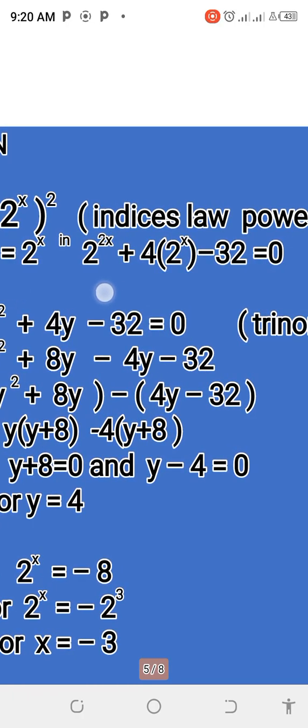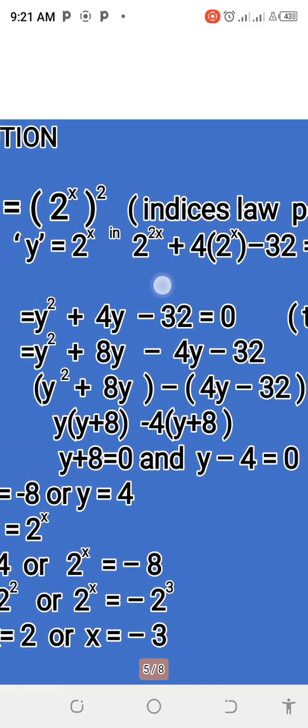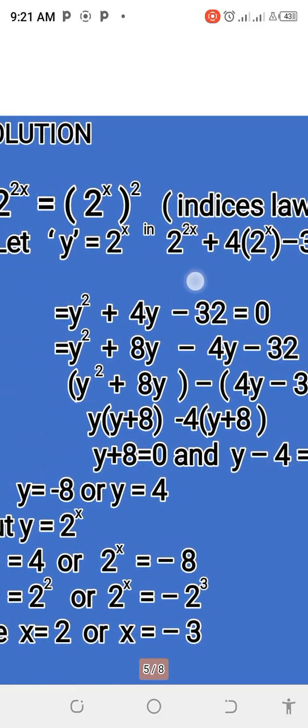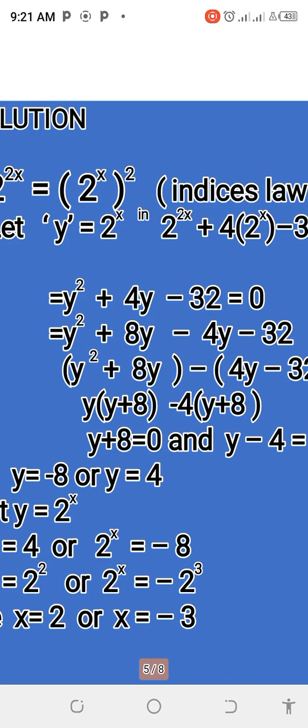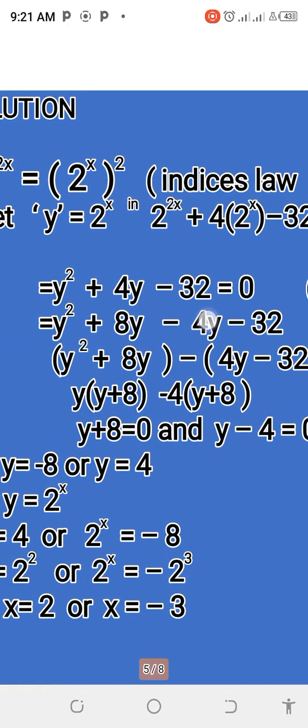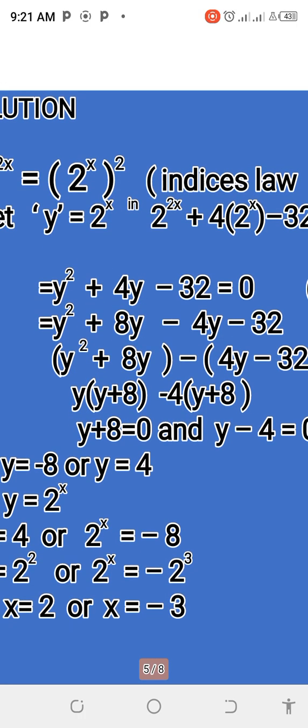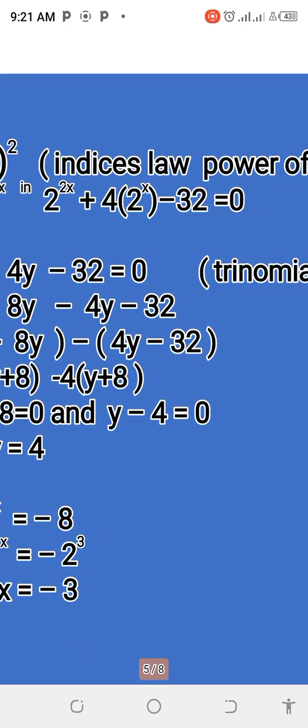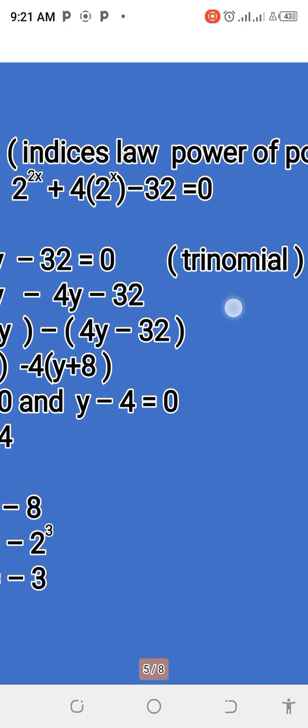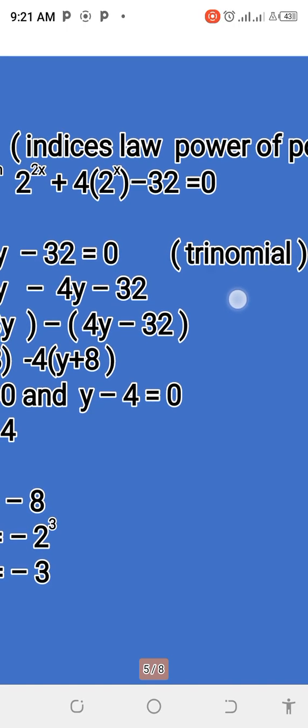Now, let y equal 2^x in this. So anywhere we see 2^x, we are going to replace it with what? y. So it becomes now y squared plus 4y minus 32 is equal to 0. What we have now is a type of equation we call a trinomial.